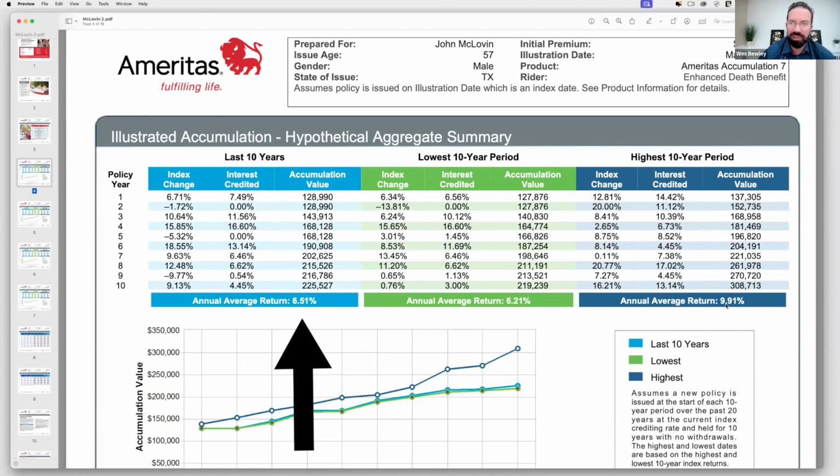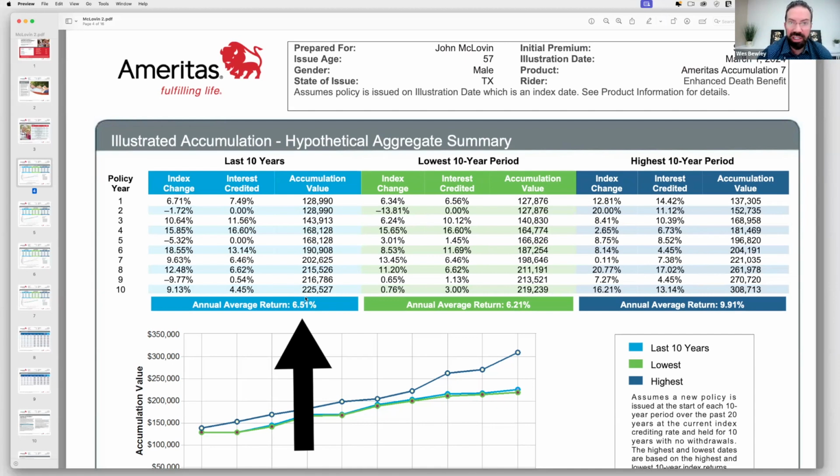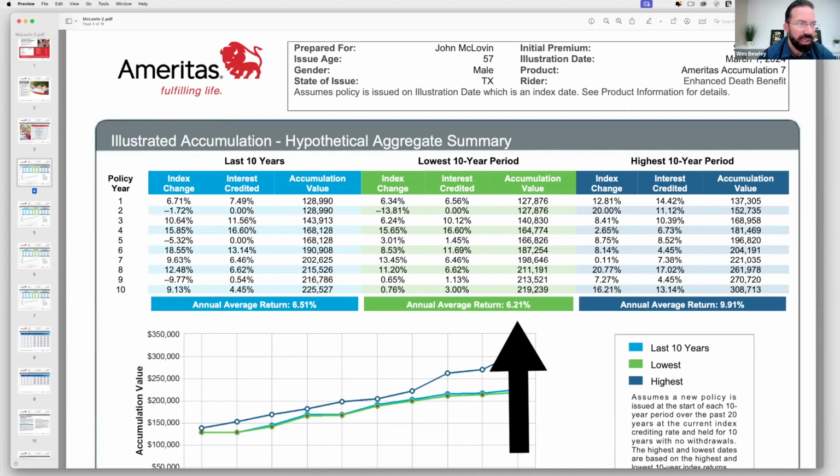The last 10 years did 6.51%, which, if you remember what the market did, if you were paying a fee, the market did 5.2%. So this actually beat the market. And then the lowest 10 years we're going to look at is right here, which is a 6.21%. This is the worst it's ever done. And there's not a fee coming out of that either. So it's a true 6.21%. Now, could it be worse than that? Sure, it could. But let's just say, even if it did 6%, or even if it did 5.9%, you're still beating or keeping up with the market. And yet now you have zero downside risk.